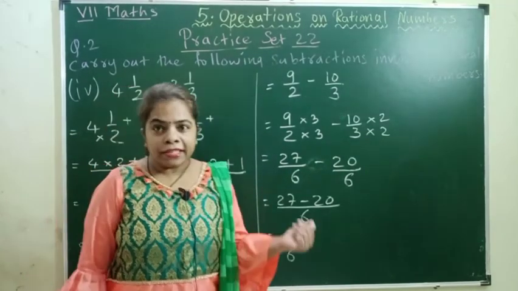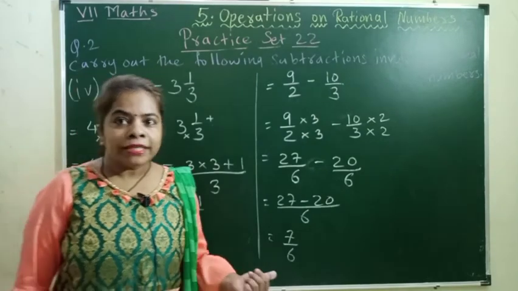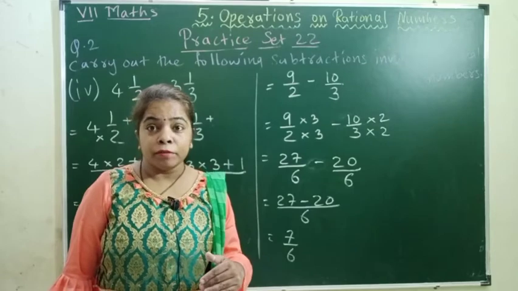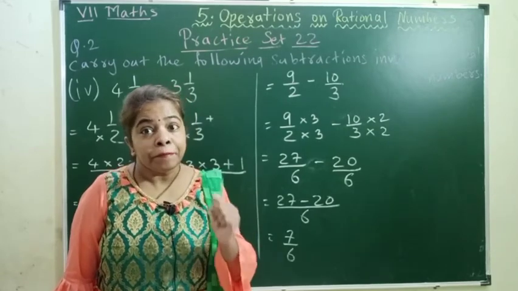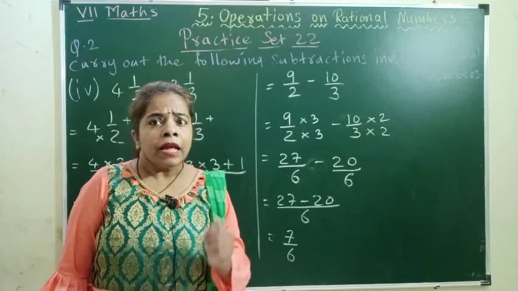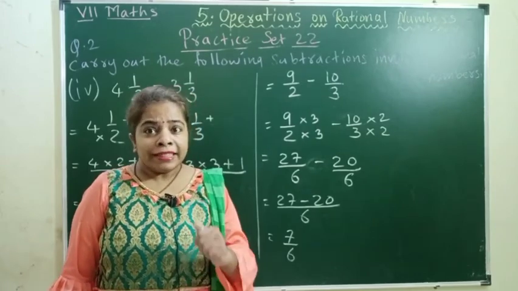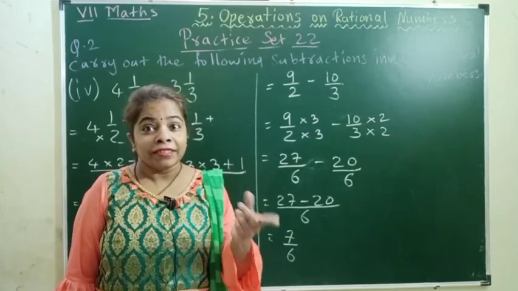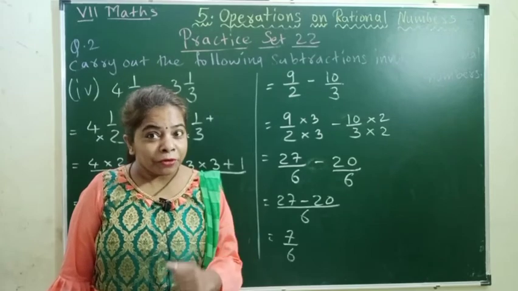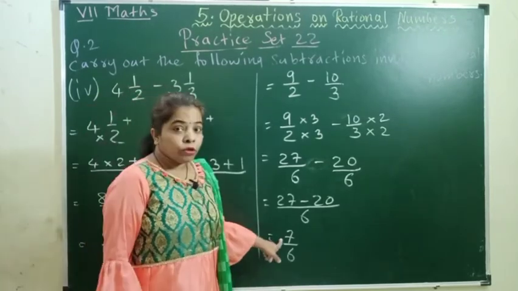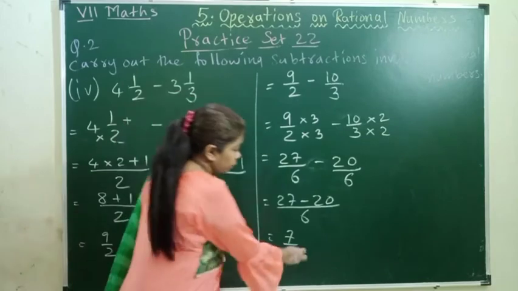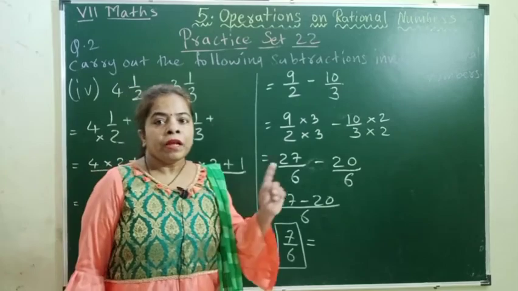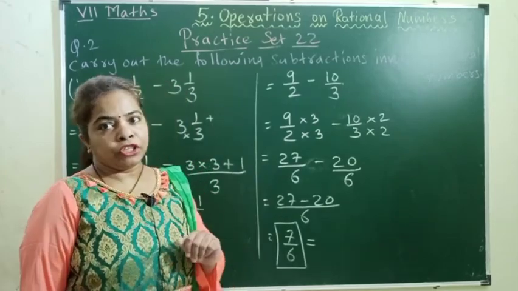7 upon 6. This is also improper fraction, children. What is an improper fraction? When the numerator is big and the denominator is small, then we call it as an improper fraction. And if a fraction is improper fraction, then we can convert it into a mixed fraction. You might be wondering, children, some we are converting and some we are not converting. So see children, here also 7 is big. So we can convert this into mixed fraction also.